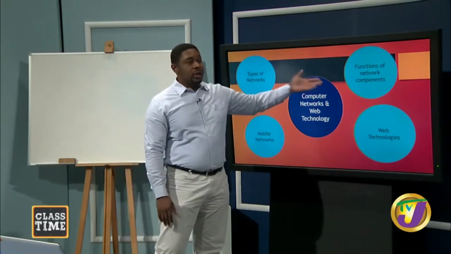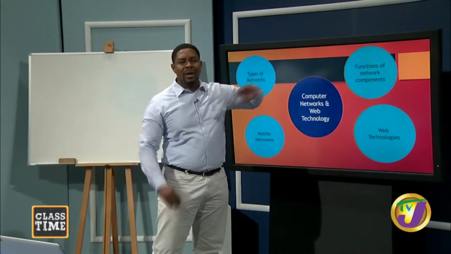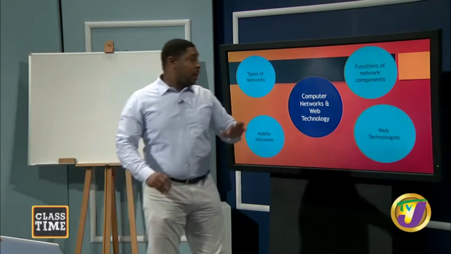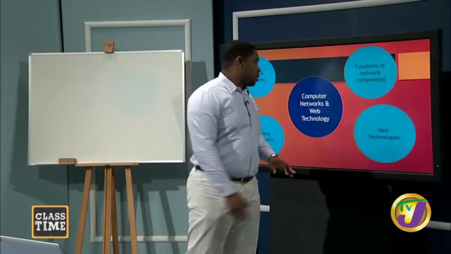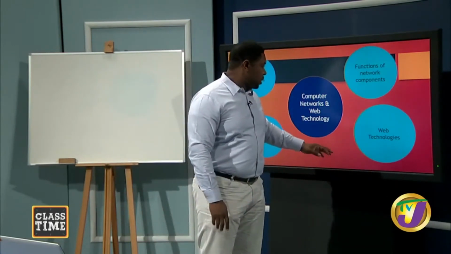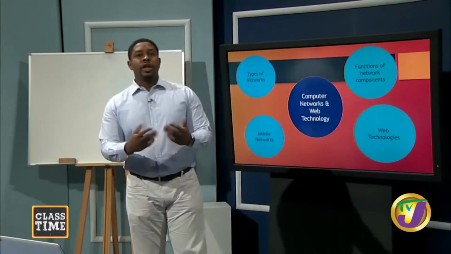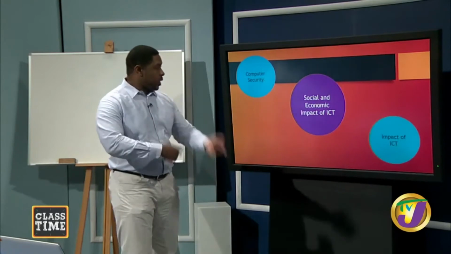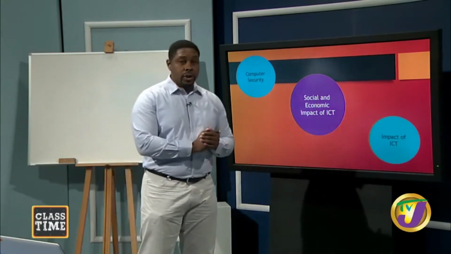And then we have function of the components, and the components include connections, switches, routers, and all that. And some of you have routers at home. If you don't have any router at home, you know how that goes, no internet. And then web technologies, which include the creation of websites and web pages. All right? So we're trying to go fast. And then we have the social impact.